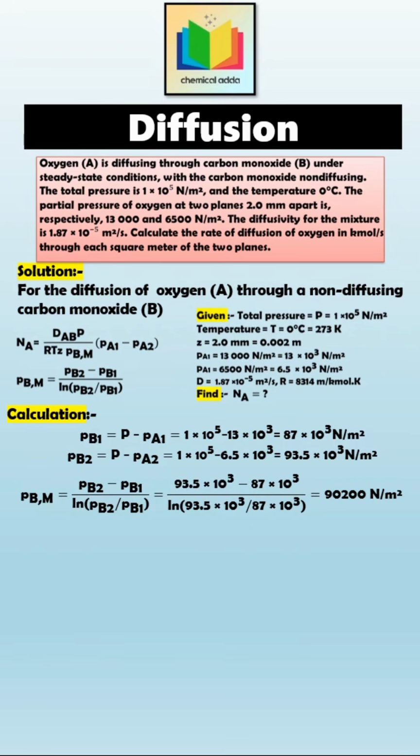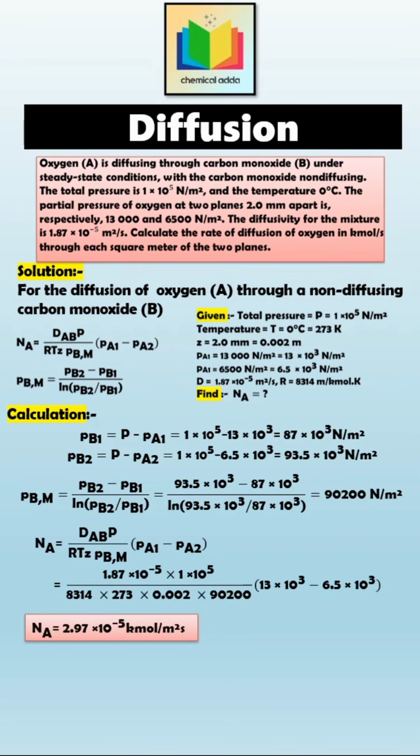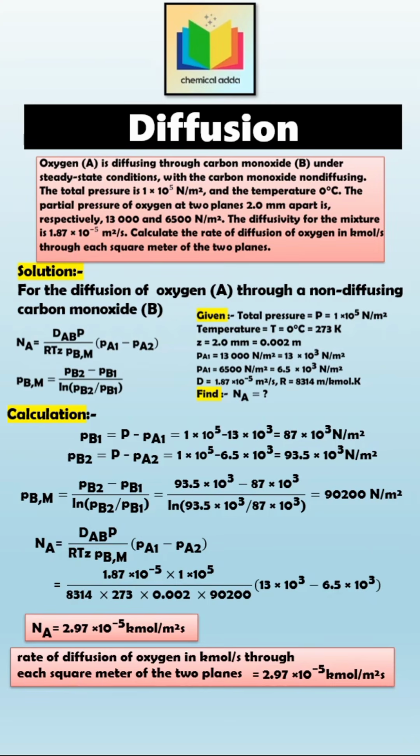Now let's put all the values in the formula of Na. Then solving it we get Na is equal to 2.97 into 10 raised to minus 5 kilomole per meter square second. In this way we get rate of diffusion of oxygen in kilomole per second through each square meter of the two planes as 2.97 into 10 raised to minus 5 kilomole per meter square second.